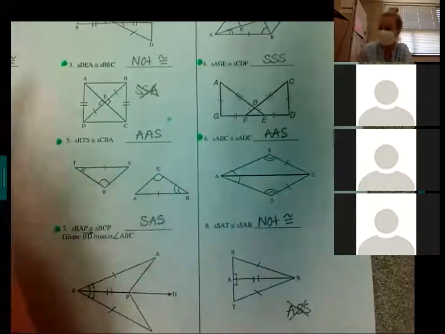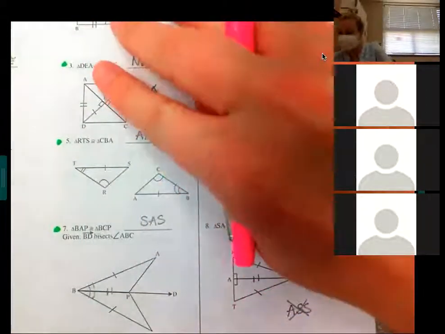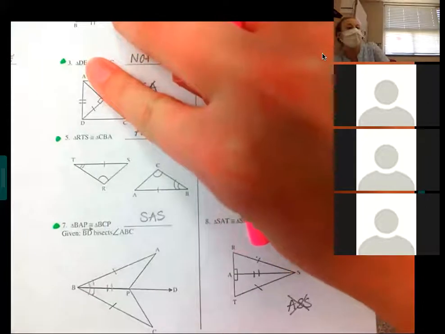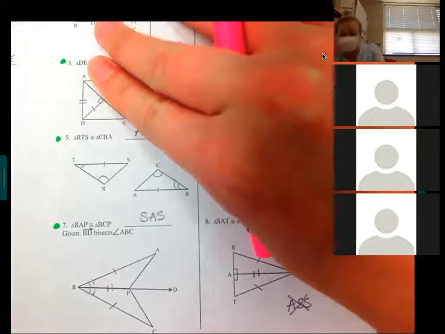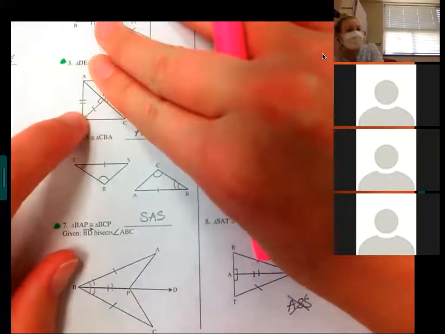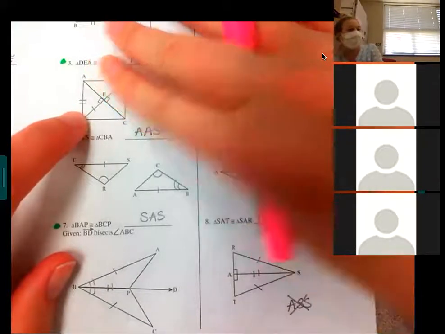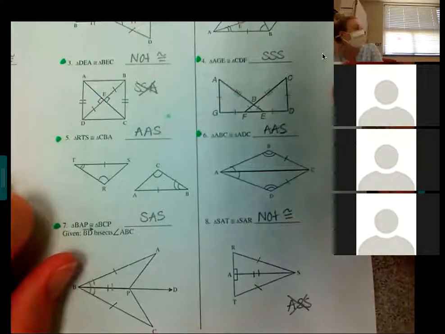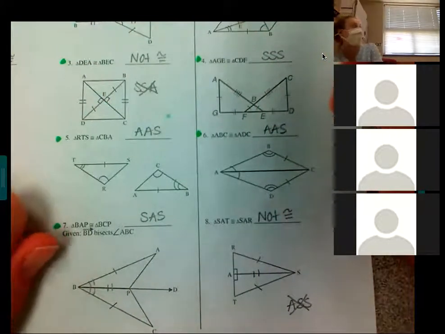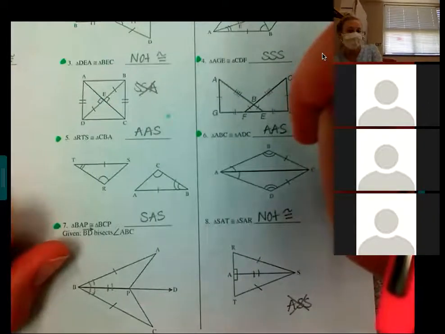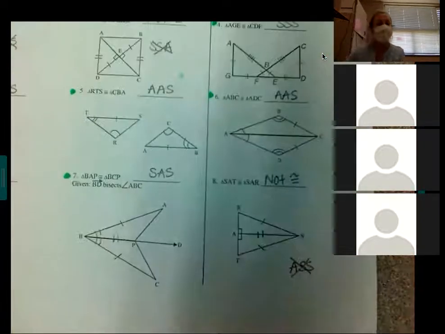All right, so for number 3, if you just cover the triangles, I was helping somebody with this last week. If you're having trouble figuring out which postulate, just look at one triangle. So everybody look at this triangle. Is the angle in between the 2 sides? No. So then what's that going to spell, Jaden? ASS. Is that one of your postulates? No. So that's not congruent. As soon as you see the angle is not in between 2 sides, it's going to spell ASS, not a postulate. So there's 3.